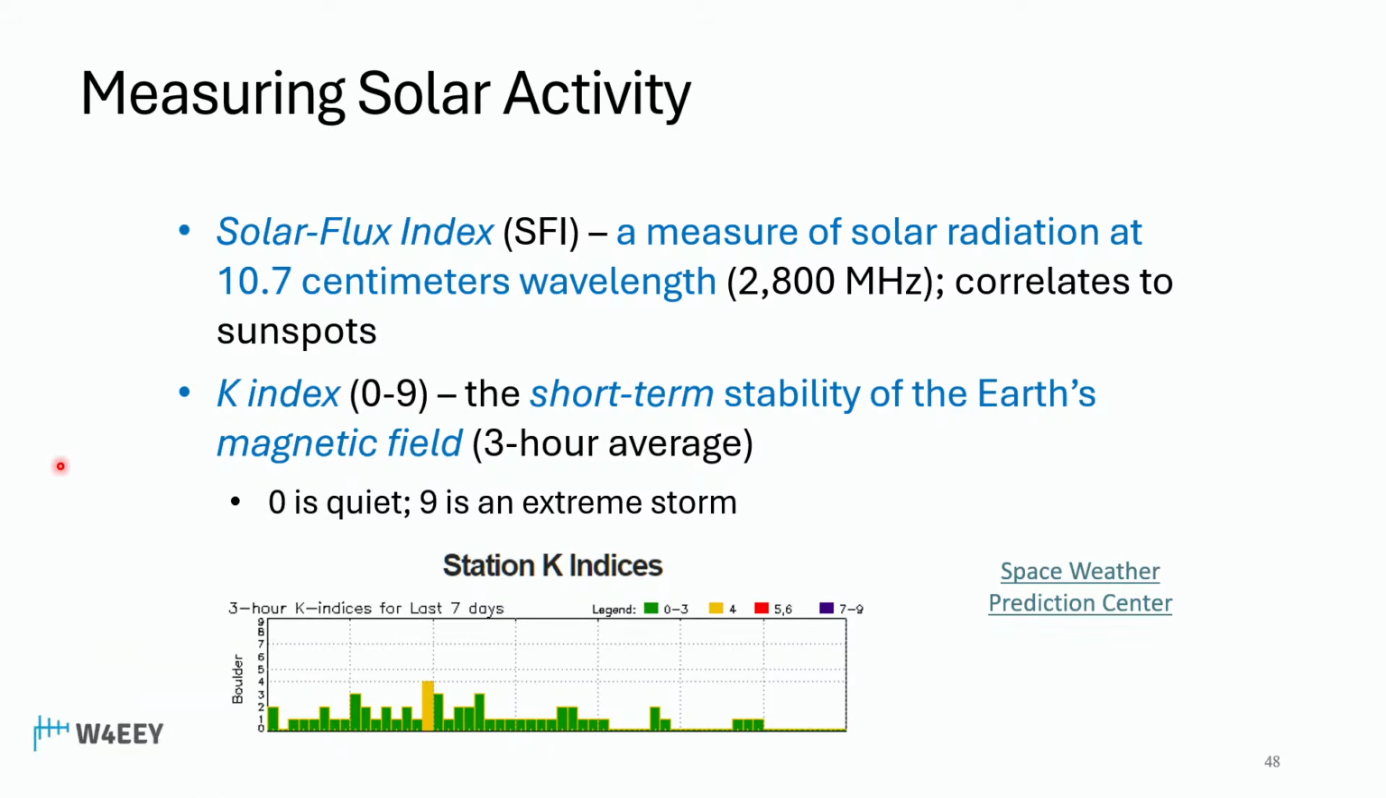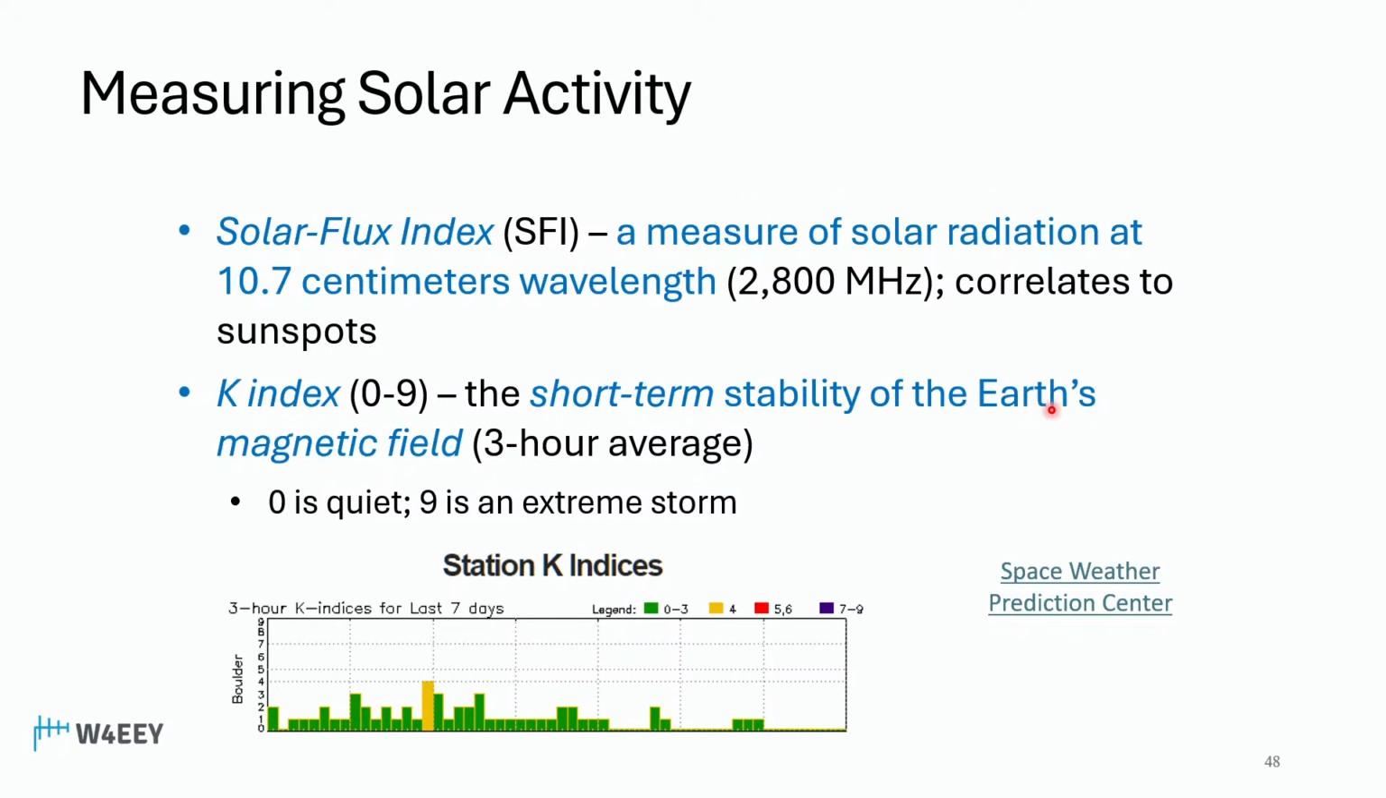We've got the K index and the A index. The K index is the short-term stability of the Earth's magnetic field measured over a 3-hour average, and there's sites spread all around the Earth that record that and then average it. 0 is quiet, 9 is an extreme storm. And these can actually be predicted. I've got a couple of links here that go to the Space Weather Prediction Center, and you can see what's coming up over what's happened over the past couple of days, and they can predict what's coming our way.